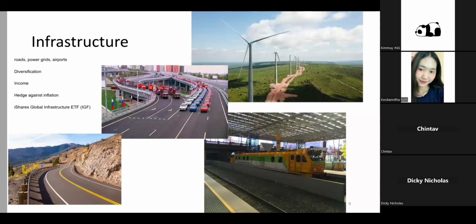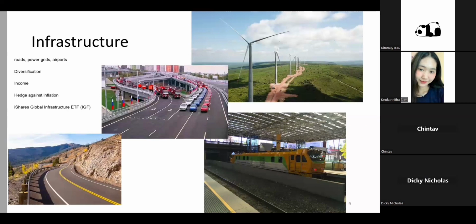Secondly, the income. A lot of infrastructure companies pay steady dividends, adding a bit of income to my current growth focus. And another reason is the inflation hedge. Some research suggests infrastructure can act as a partial hedge against inflation, which is something I should be considering.